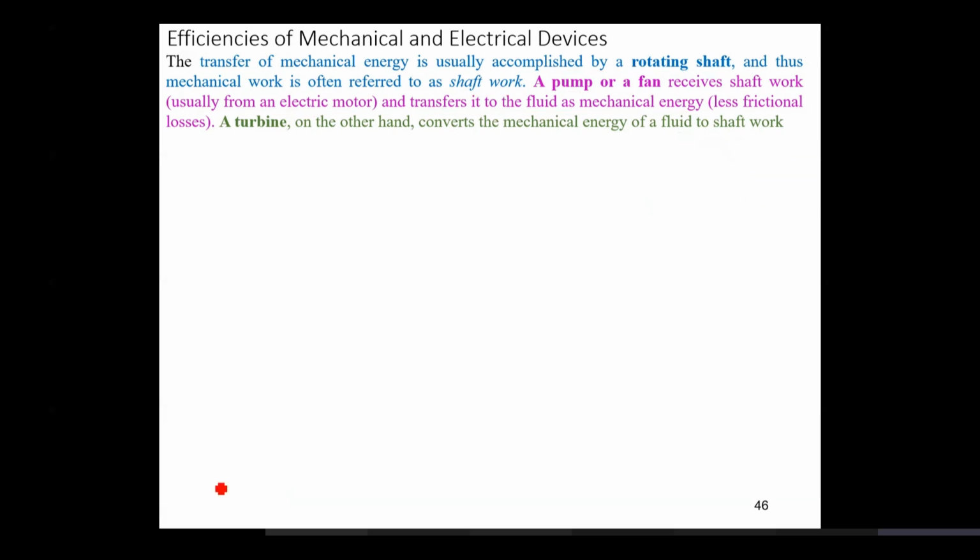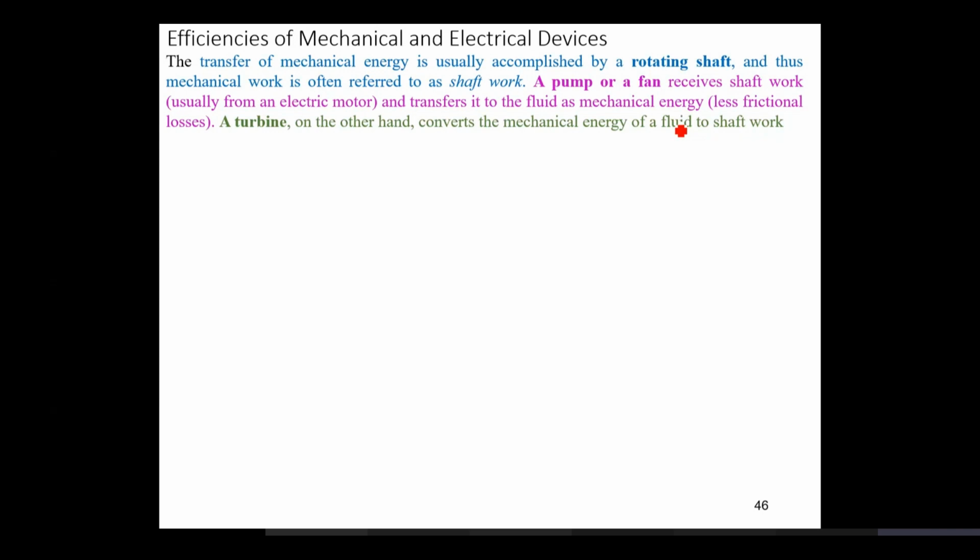Sir, what does a pump increase? Pump. The water pump that you have at your home, what does it do? It pulls water, right? It increases the elevation of the water. So a pump basically increases the elevation of the fluid by increasing the mechanical energy, and a fan by giving velocity, and a compressor by increasing pressure.